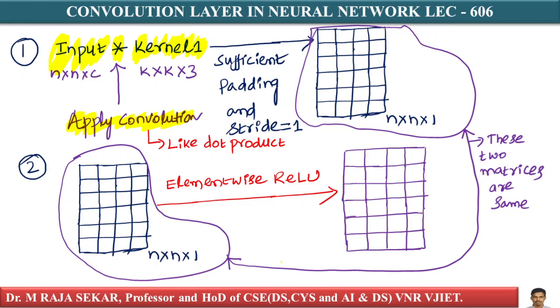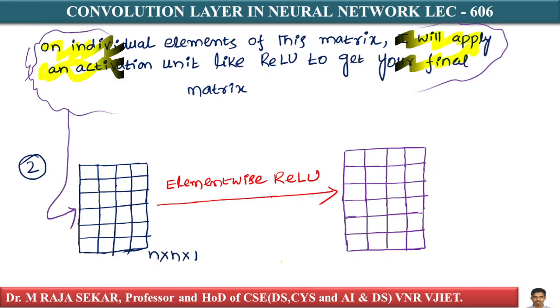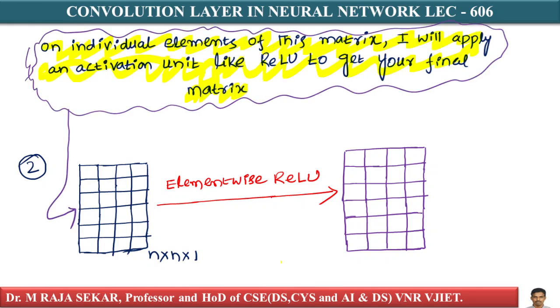In step 1, I have got output n cross 1 that I am taking in step 2. It is the same matrix on which we are applying element wise ReLU, isn't it? On individual elements of this matrix, now I will apply an activation unit like ReLU to get the final results, the final matrix.